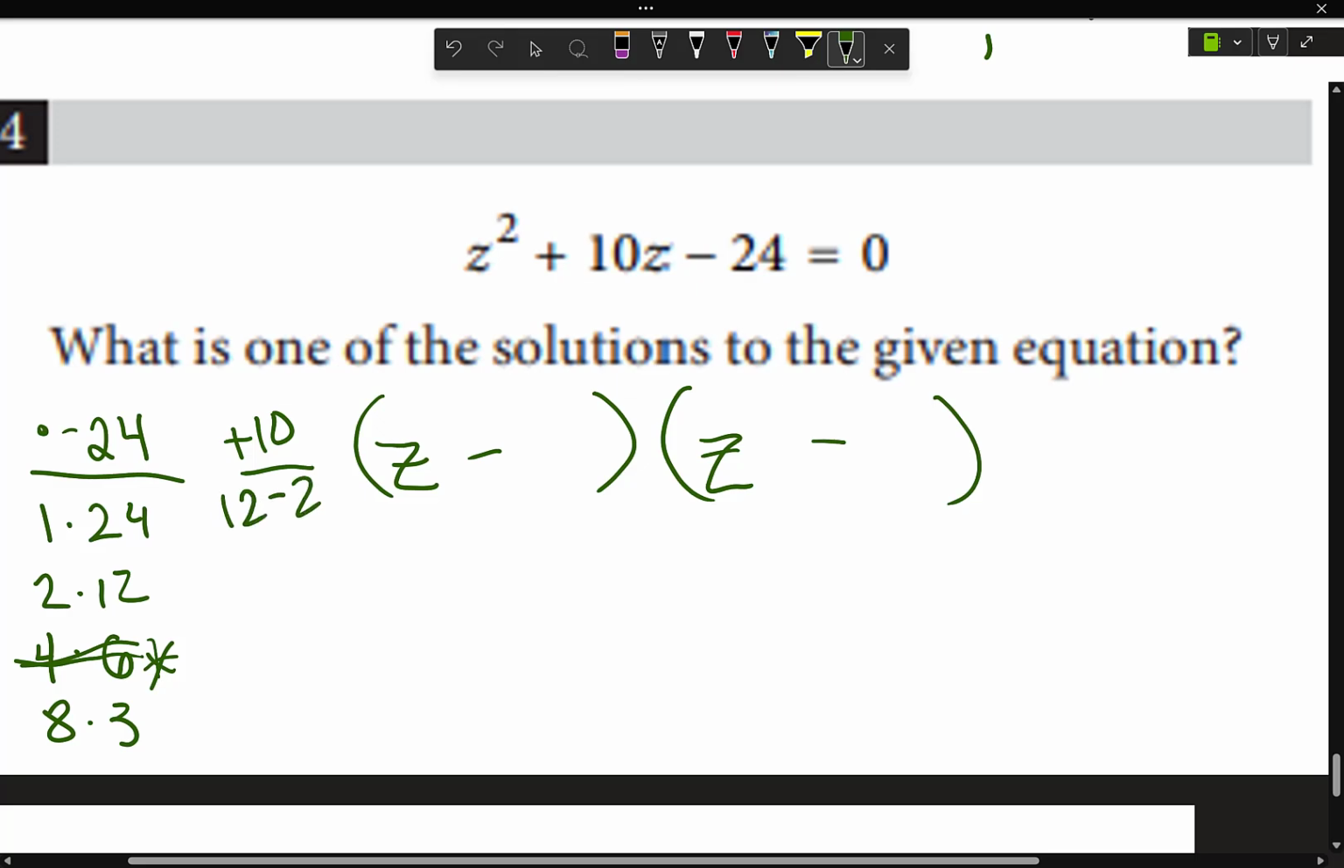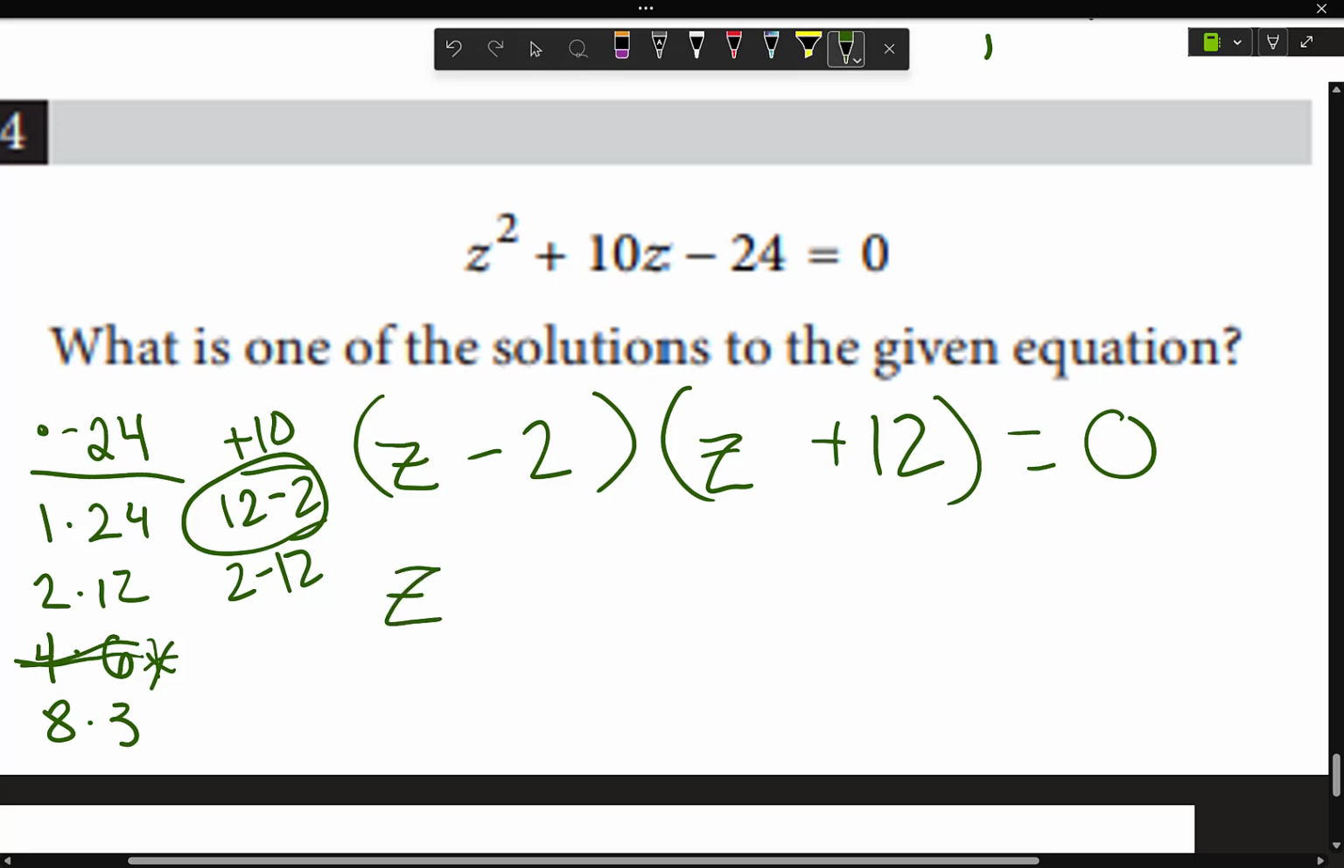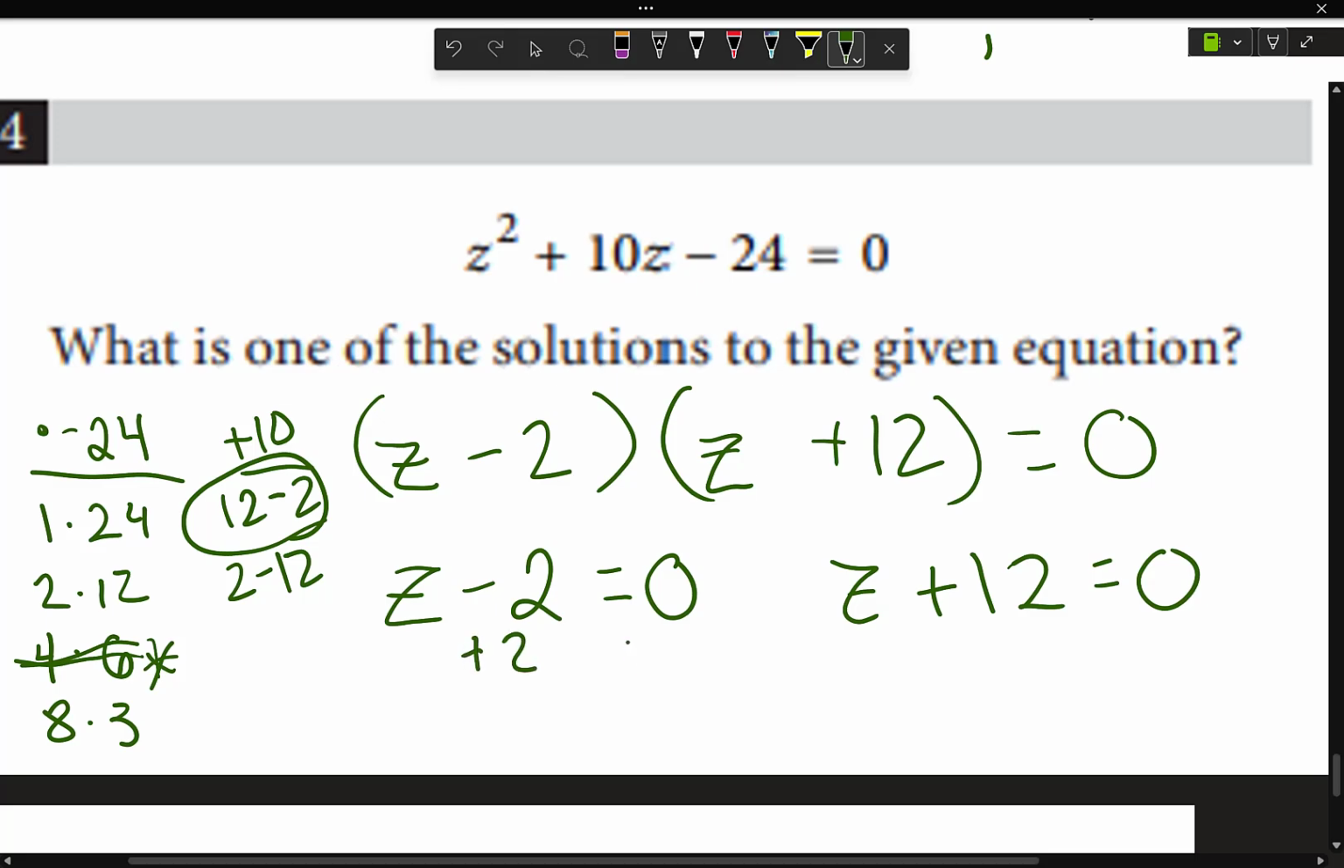So think to yourself, is 12 minus 2 10 or 2 minus 12? Of course, this is the combo that works. And then the last step, we've got the factors written, but they want the solution. So we're going to use the zero product property. And you can see pretty quickly, we're going to get the solution that the graphing calculator gave us.